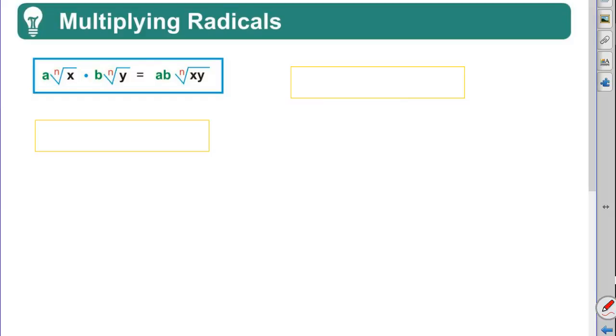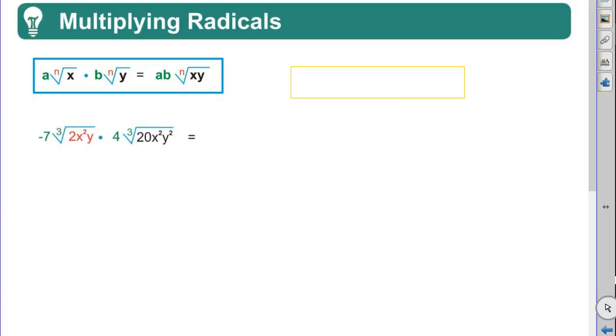Okay, so another quick review, and this is multiplying radicals. When adding radicals, it's like adding like terms. Now when multiplying, be careful. It's coefficient times coefficient, AB, and then radicand times radicand, xy, right? And the indexes have to match. The indexes are going to have to match if you're going to be able to multiply radicals.